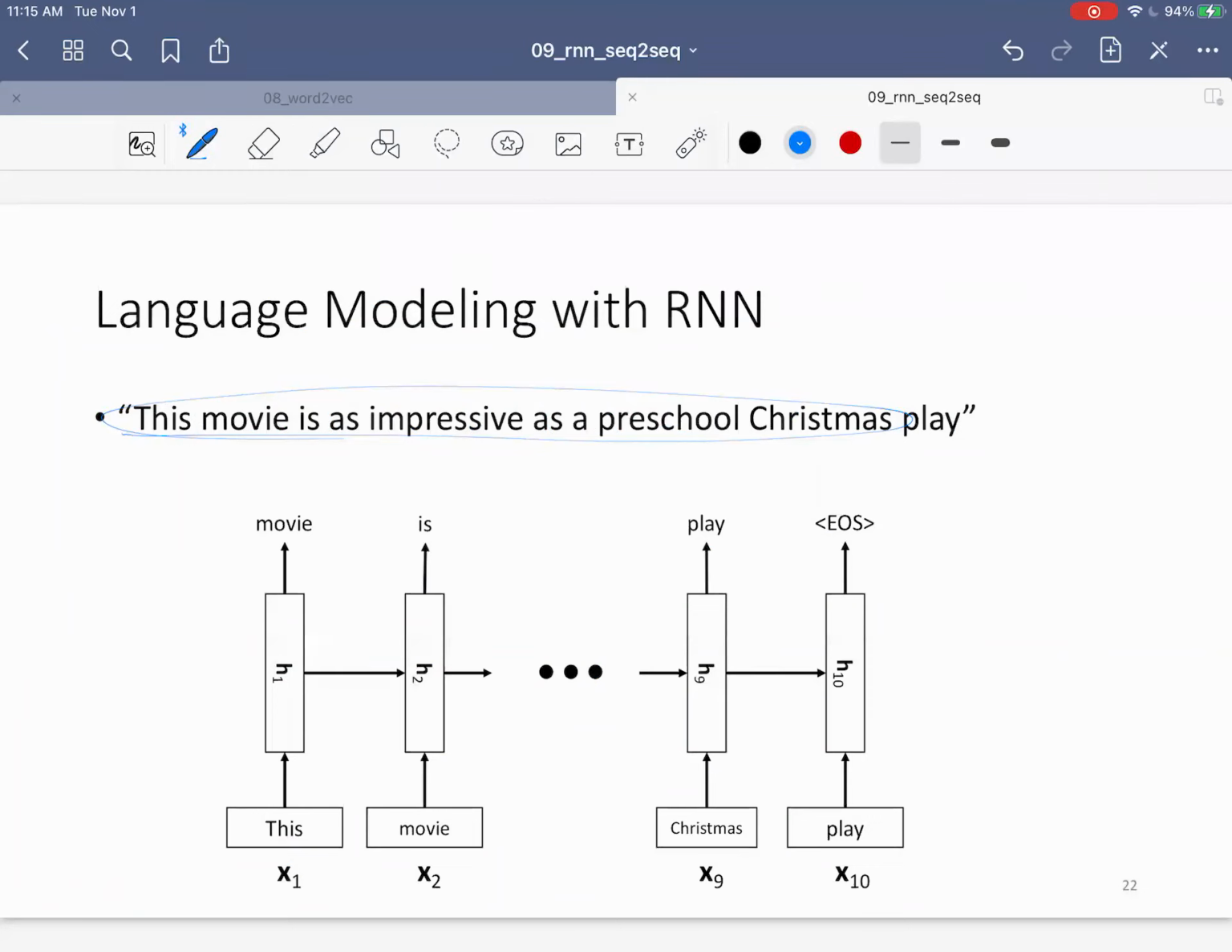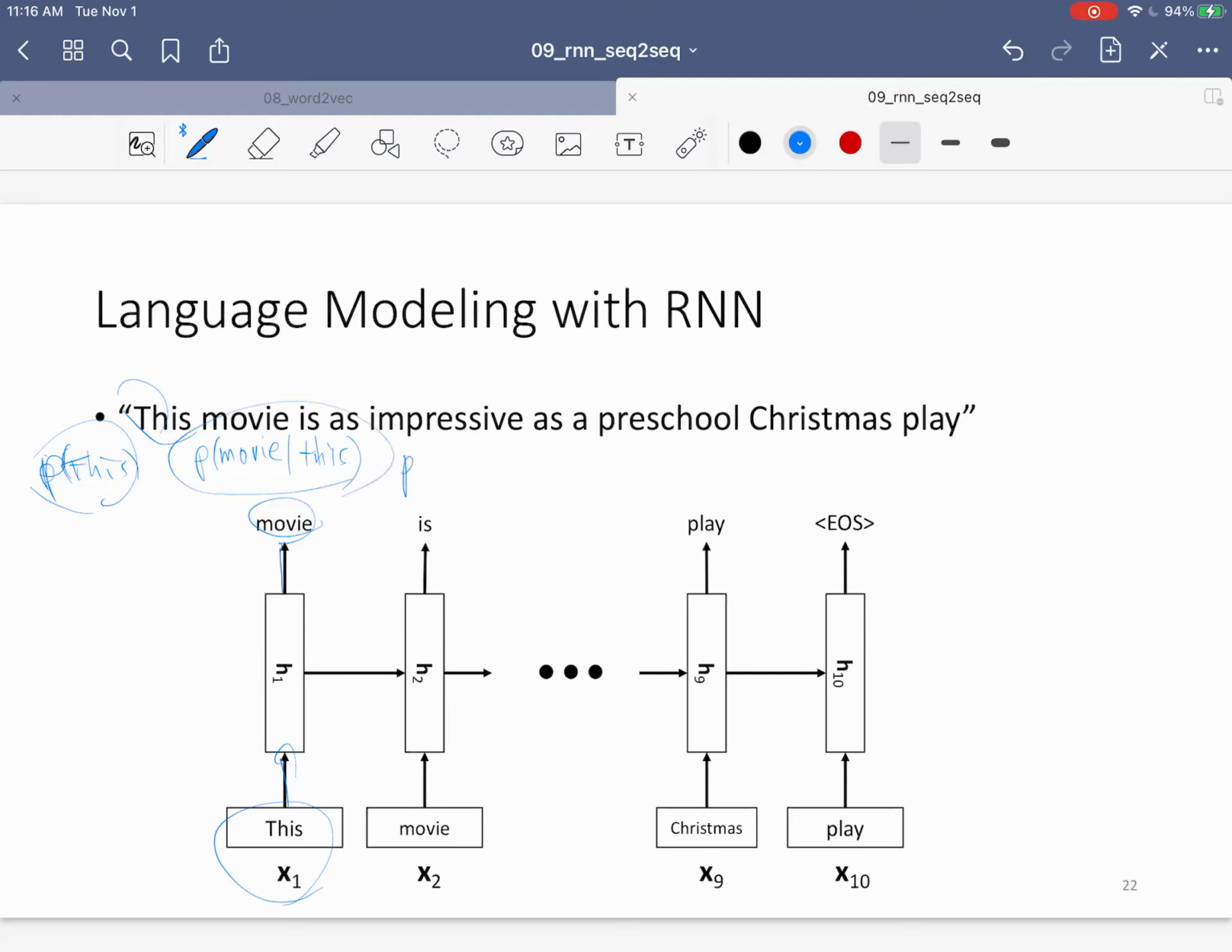So what we want to do is predict the next word. Let me just write it in small. Here, this is a special case, because we have no history in the first word. But starting with movie, what we want to know is, what is the probability of movie given this, right? In order to do that, you input this into the RNN, and then you try to predict the next word. That is the probability of movie given this.